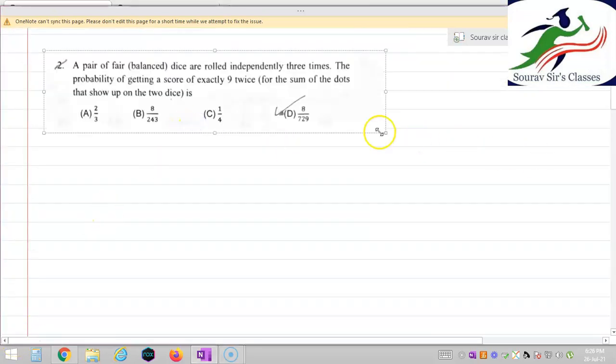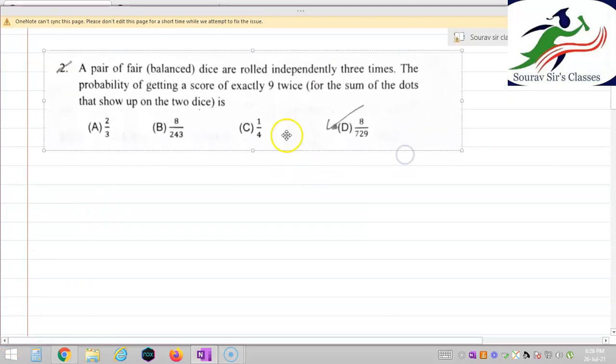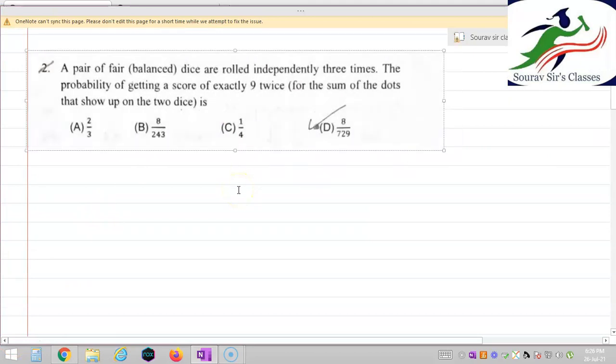Question number 2 is from probability. It says that a pair of fair, meaning balanced, dice is rolled independently 3 times. So the dice is rolled 3 times. We need the probability of getting a score of exactly 9 twice. The score is the sum, so if we get 2 on one die and 6 on the other, the sum is 8. They are considering the sum 9. So we have to find the probability of getting 9.